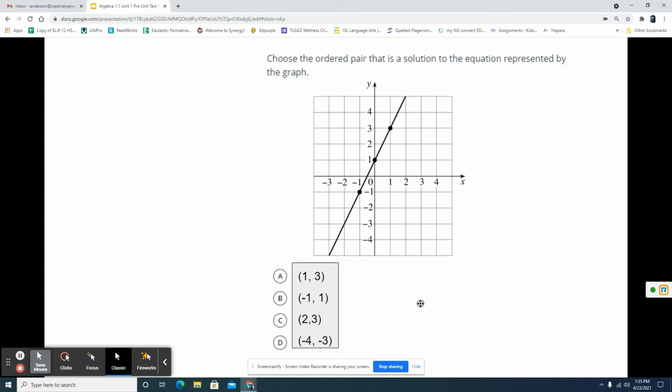What about our next one? The ordered pair that is the solution to the equation represented by this one. So you've got our graph. Is 1, 3 on the line? Well, starting at 0, if you go over 1 and then go up 3, yep, that ordered pair is on the line. So do we need to check negative 1, 1, 2, 3, not on the line, or negative 4, negative 3, not on the line? Our answer is A.